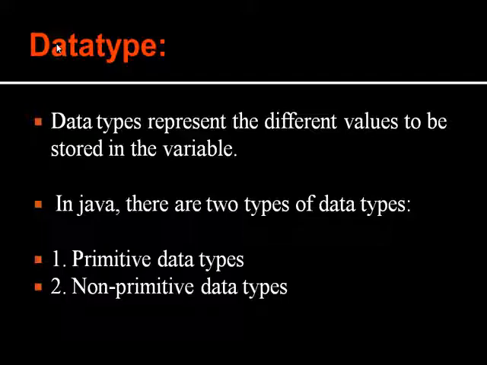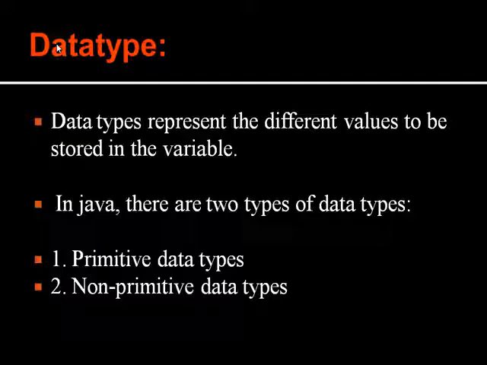In order to tell the compiler that the variable is going to store either integer type, character type or float type, we should use the concept called data type. That data type is going to tell the compiler that a variable is going to store a value of what type; it may store only an integer type value, a character type value or a floating point value. So for this concept we are using data type. Basically there are two types of data types in Java, that is primitive and non-primitive.